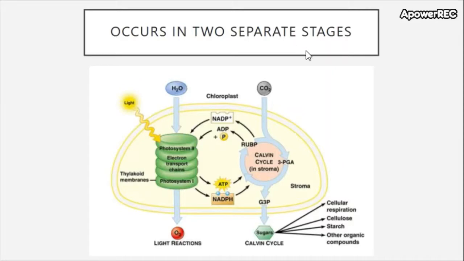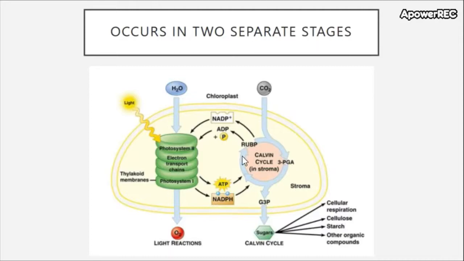this process occurs in 2 separate stages. One is the energy harvesting stage, and this is where we take light and it goes through these photosystems, and these photosystems have an electron transport chain. So this is kind of similar to what we saw with cellular respiration, right? To harvest energy in the form of ATP, we had an electron transport chain. In photosynthesis, we have an electron transport chain to harvest ATP from water and sunlight here. So we create ATP, and we also get some NADPH out of this process.